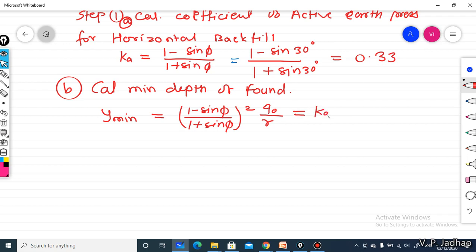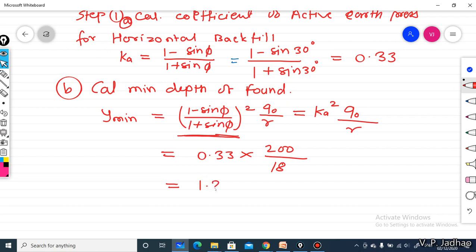It can also be written as Ka squared multiplied by q0 by gamma, because this term is Ka, the coefficient of active earth pressure. So just put the value of Ka here, 0.33. q0 is already given as 200 kilonewton per meter square, and gamma is given as 18 kilonewton per cubic meter. We get y minimum, the minimum depth of foundation, as 1.23 meter, which is approximately 1.25 meter.